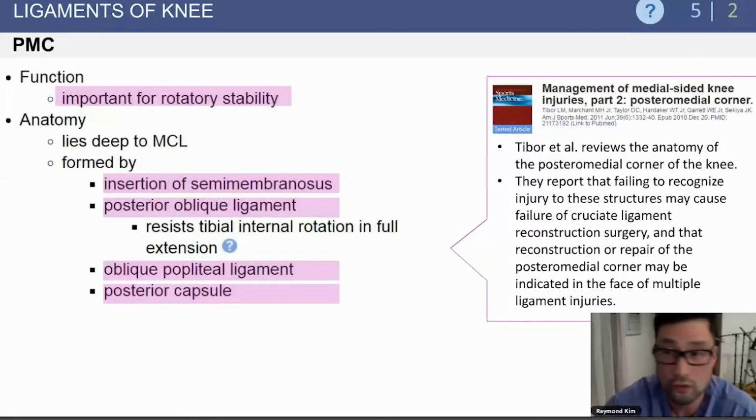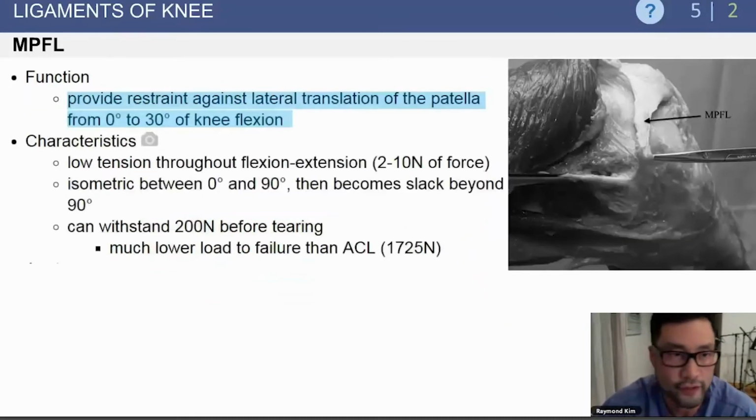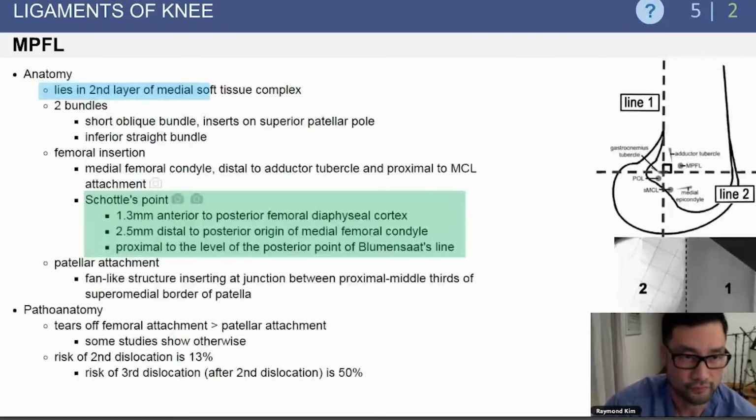The posterior medial corner has gained some recent traction. This is important for rotatory stability. It's formed by the insertion of the semimembranosus, the posterior oblique ligament, the oblique popliteal ligament, and the posterior capsule. And a study in the sports journal reported that if you fail to recognize injuries to the posterior medial corner, this may cause failure of your cruciate ligament reconstruction surgery. The medial patellofemoral ligament, its function is to provide restraint against lateral translation of the patella from 0 to 30 degrees of flexion.